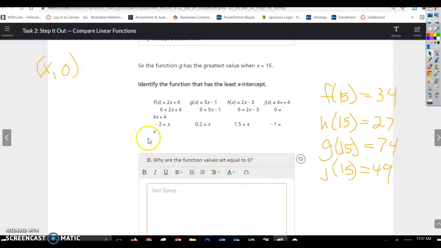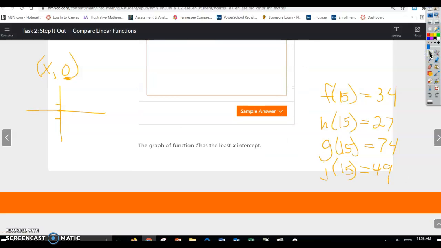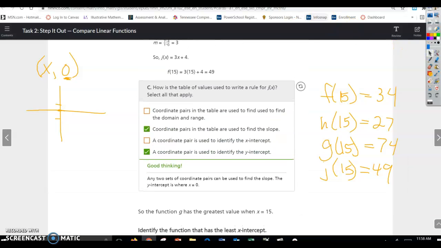Well, that's just the definition of what an x-intercept is. If you think about it on a graph, an x-intercept is going to be somewhere on the x-axis. Every point on the x-axis has a y of 0, because this is 1, this is -1. So everything on this axis has a y of 0. That is all for task 2.